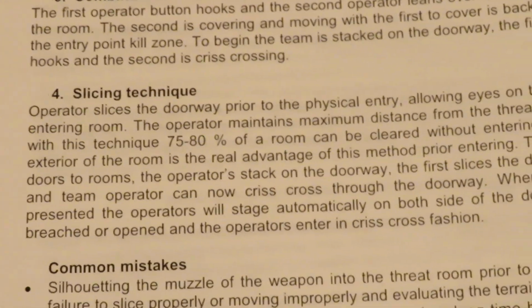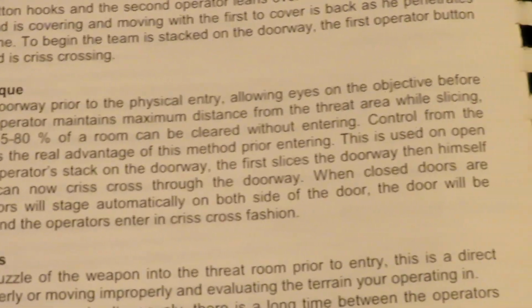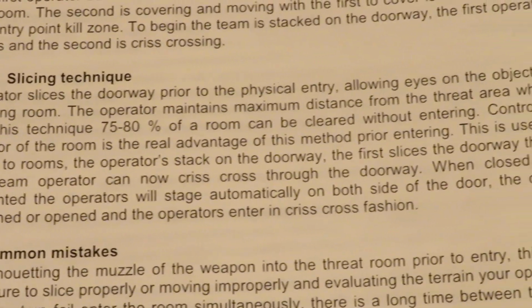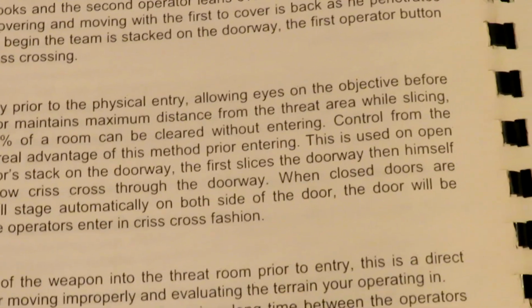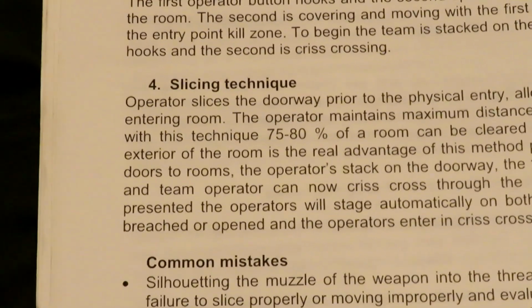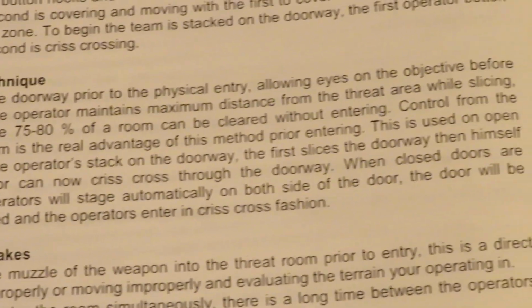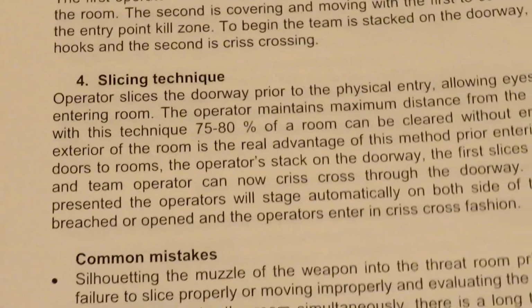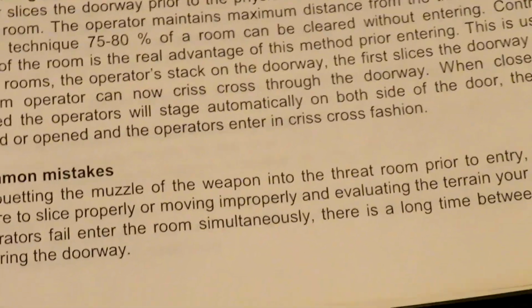The operators are stacked at the doorway. The first slices the doorway, then himself, and the team operator can now crisscross through the doorway. When closed doors are presented, the operators will stage automatically on both sides of the door, and the door will be breached or opened, and the operators enter in crisscross fashion.